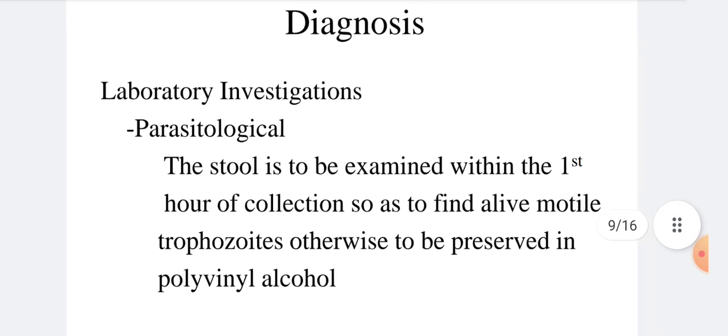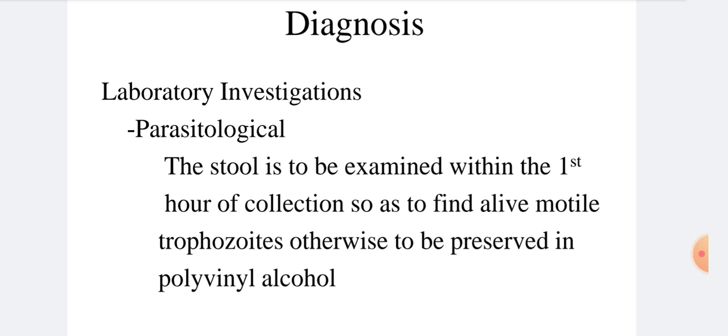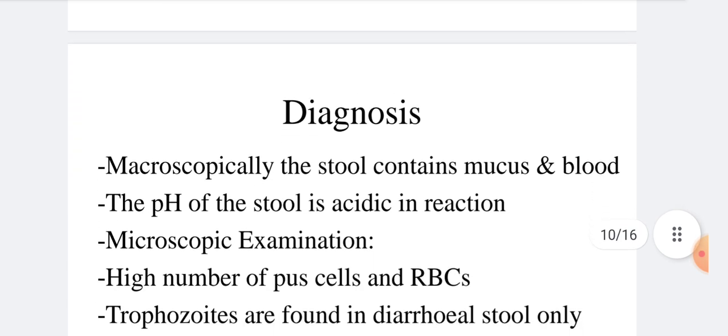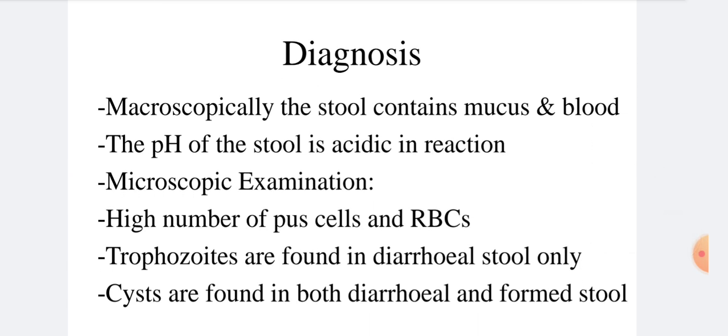Parasitological investigations. The stool is to be examined within the first hour of collection so as to find alive motile trophozoites, otherwise to be preserved in polyvinyl alcohol. Macroscopically, the stool contains mucus and blood. The pH of the stool is acidic in reaction. This is in contrast to the reaction of the stool in bacillary dysentery, which is a bacterial disease caused by Shigella. In Shigella, the pH is alkaline.